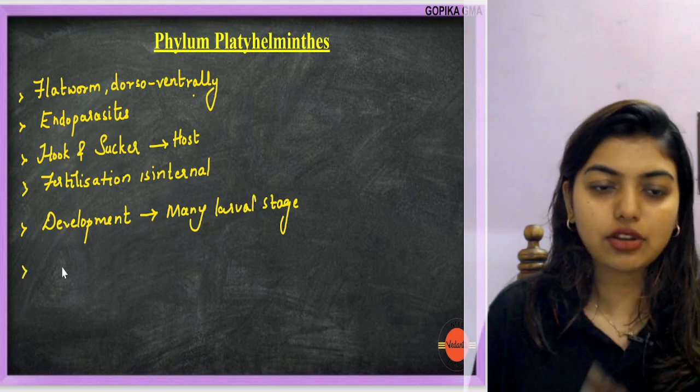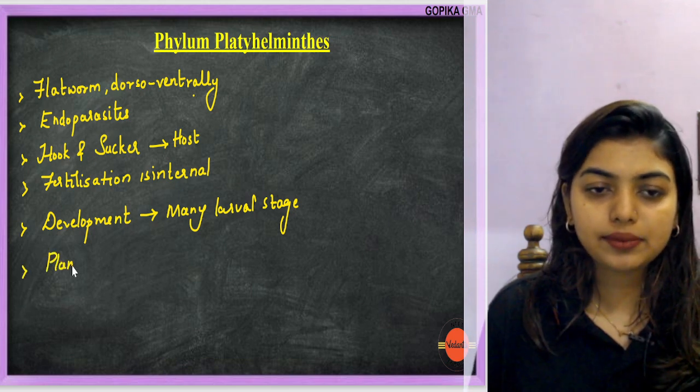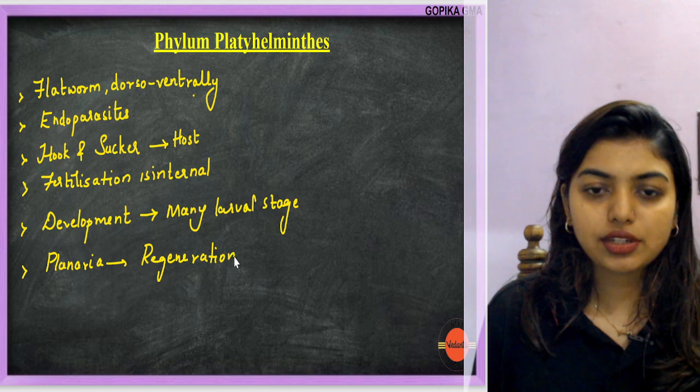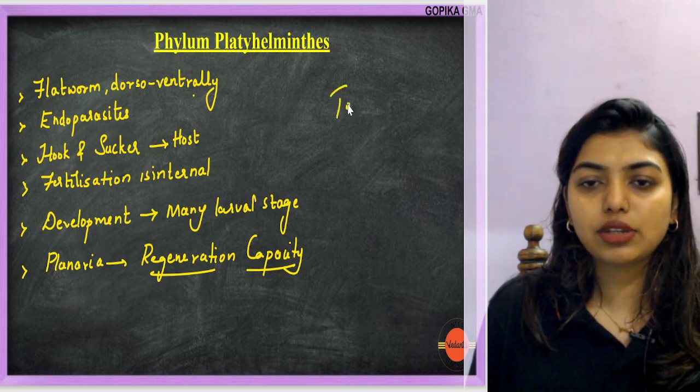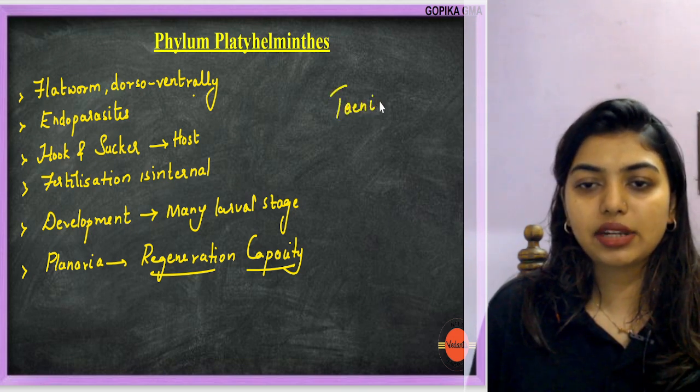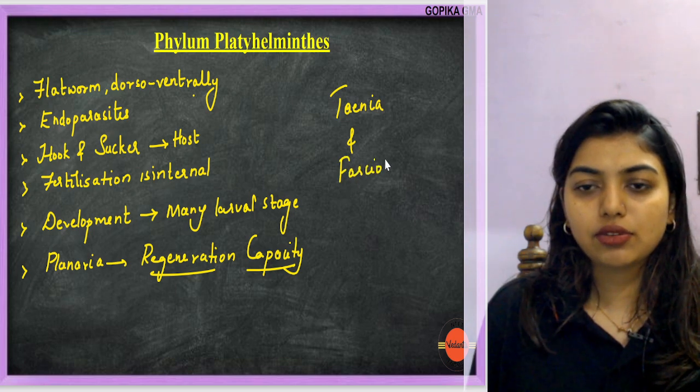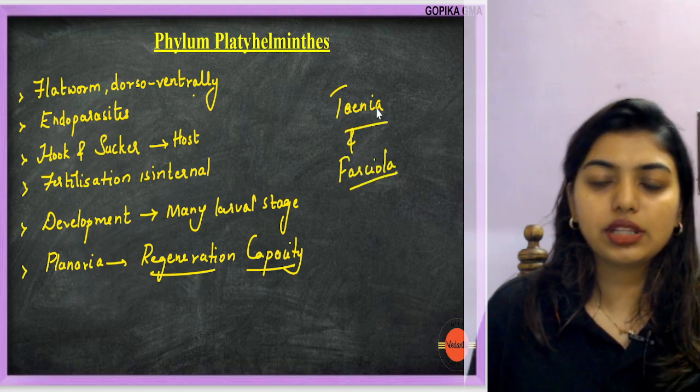Examples, especially you have to remember Planaria, because Planaria has good regeneration capacity. Regeneration capacity, very, very important. Next example is going to be Taenia solium. If you cannot remember this, at least remember tapeworm, and liver fluke, Fasciola. These are the only things that you have to remember.